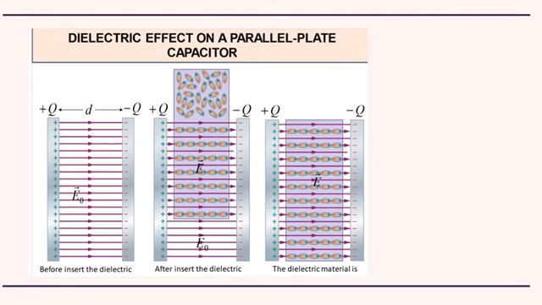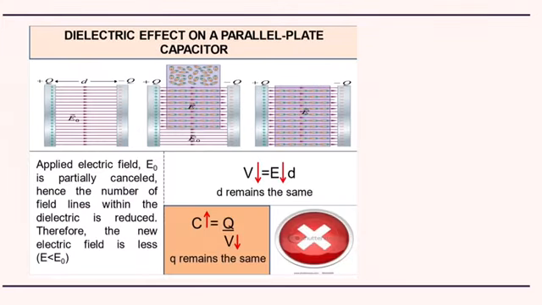As you can see, after we insert the dielectric material fully, the lines of the electric field are partially cancelled out, meaning that the value of E, the electric field strength, is decreasing. As you decrease the value of E, the voltage or potential difference between the plates decreases as well. From the equation C equals Q over V, as the potential decreases, you increase the value of the capacitance. That's it, guys.